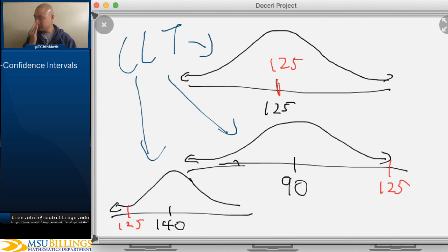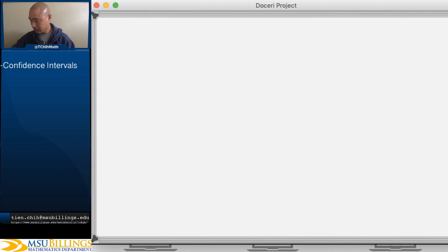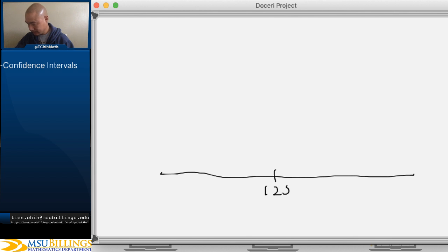All right, so when you put it all together then, what you get is an X bar, or a point estimate of 125.